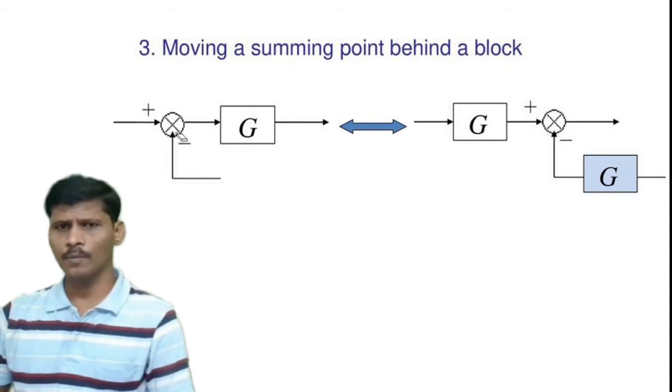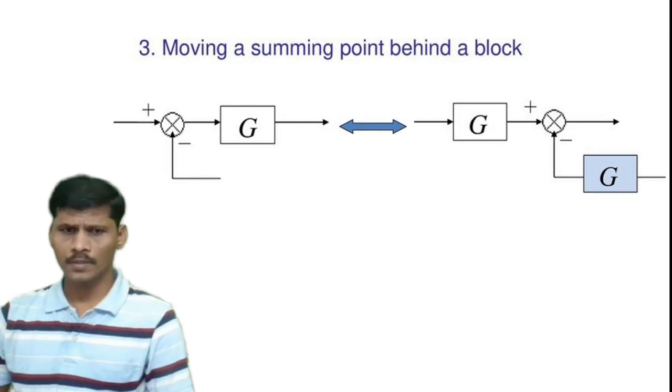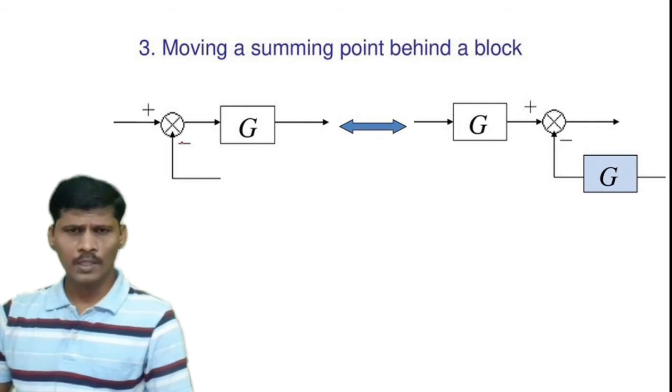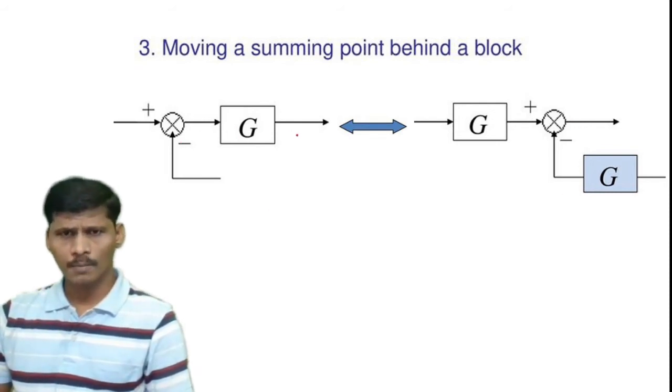Moving the summing point after the block. After the block means from here to here. Moving this branch point from here to here, and the equivalent representation. So moving this branch point after the block, here consider another additional block. That additional block is G. So this is the equivalent representation of this block, moving the branch point after the block.